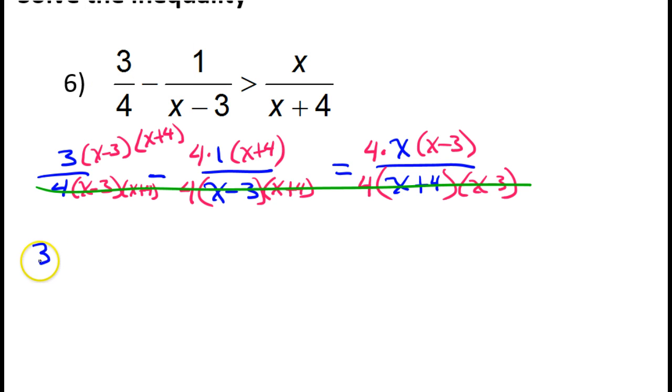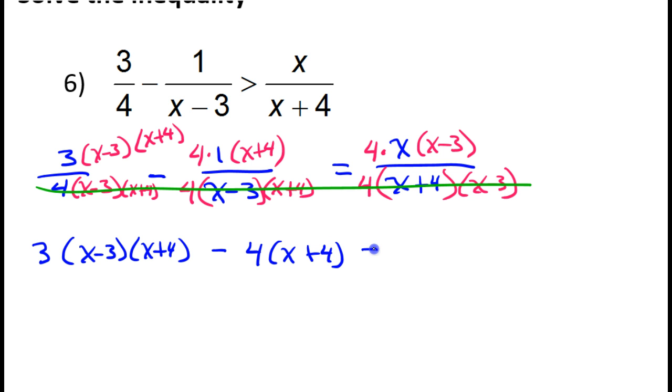I've got 3 times x minus 3 times x plus 4. That's what I have there. And then minus 4 times 1 is just 4. So I'm going to put 4 and then x plus 4. And then equals, and then this is 4x and then x minus 3. So this is what I've got. Let's go ahead and FOIL this out, double distribute.